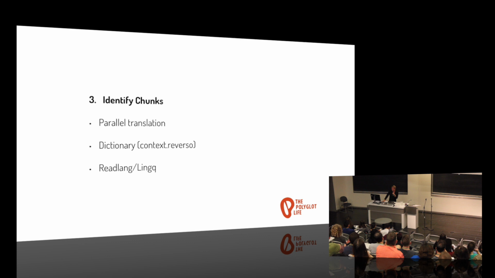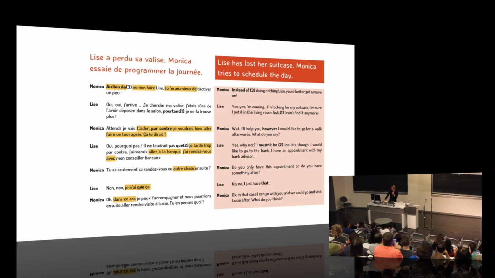So, some tools that can help you with identifying chunks. First of all, a parallel translation can be very useful. Like we did before, there's an example from one of my courses, from one of the dialogues. Can you read that? Is it too small? So the first sentence is, "Au lieu de ne rien faire, Lise, tu ferais mieux de t'activer un peu." Instead of doing nothing, Lisa, you could better get a move on.